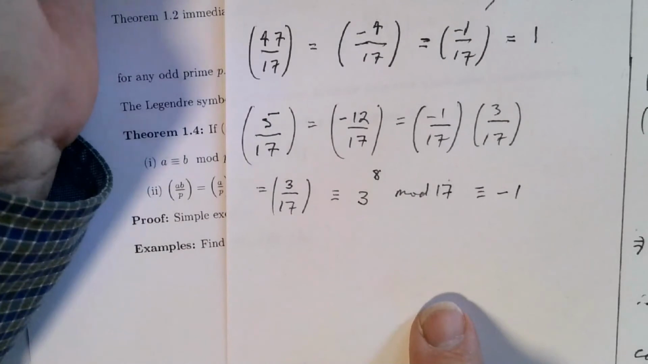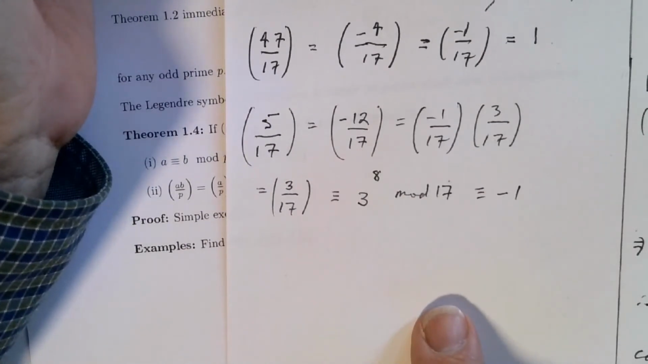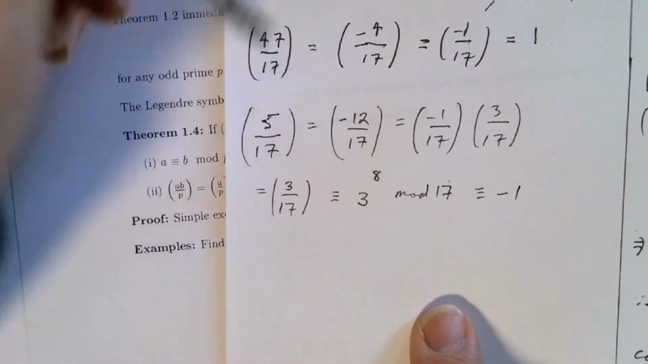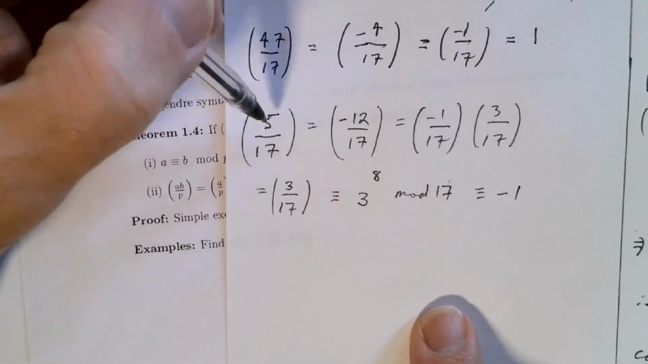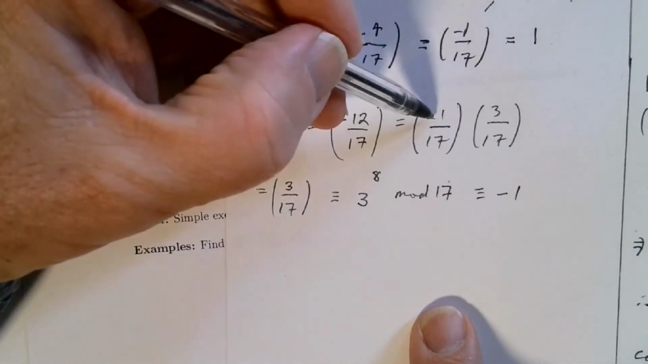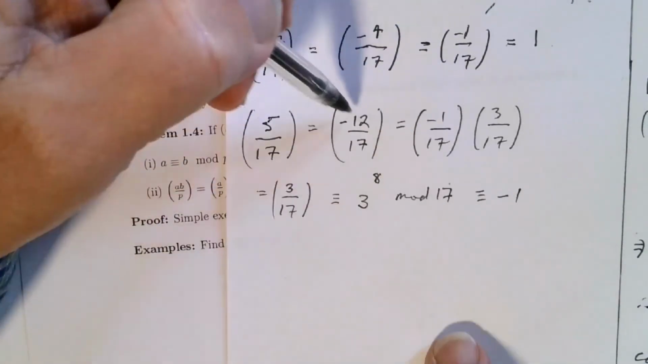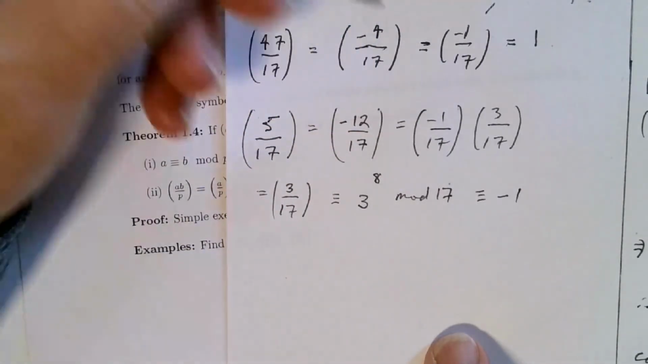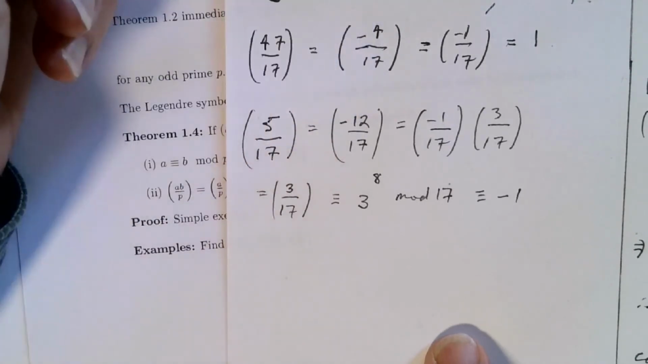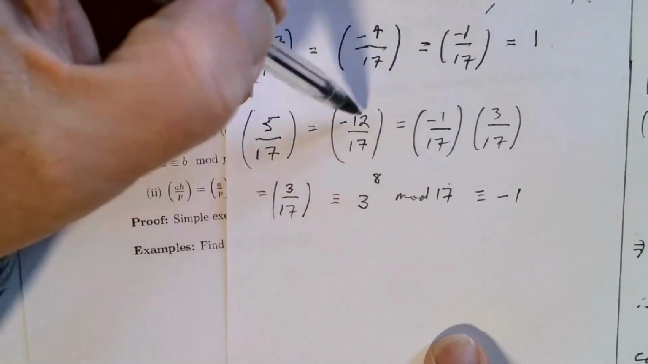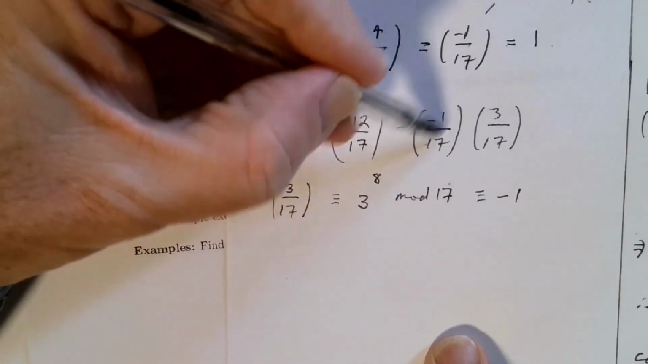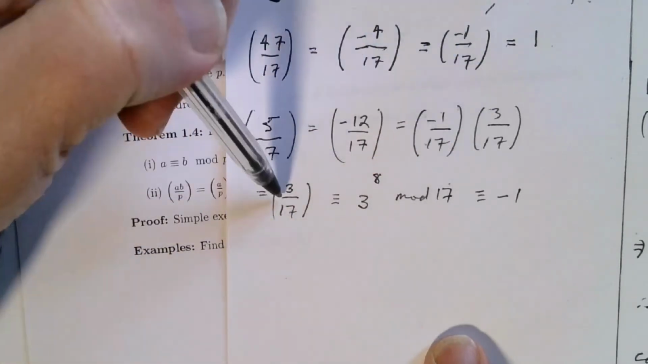5 over 17. You can do these in many different ways. I invite you to play with these and do various different ways of doing this. You'll get the same answer, but just do it in different ways. 5 over 17, I'm going to subtract 17, I get minus 12. I take the minus out, and then 4 times 3 is 12, so I can take a 4 out of there. 4 over 17, 4 is a square, so 4 over 17 is 1. So I get a minus 1, and I've got a 3. Now once again, we know that 17 is a 1 mod 4 prime, so that's 1. So that gives me 3 over 17.